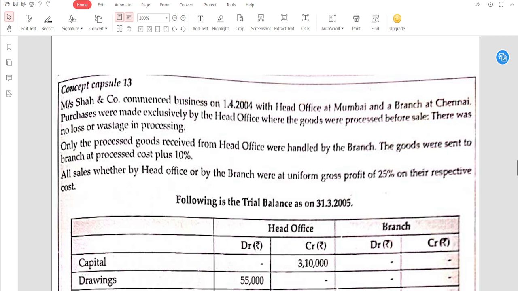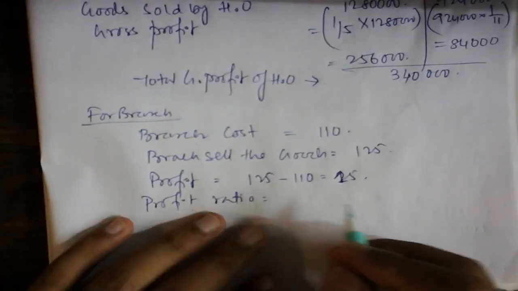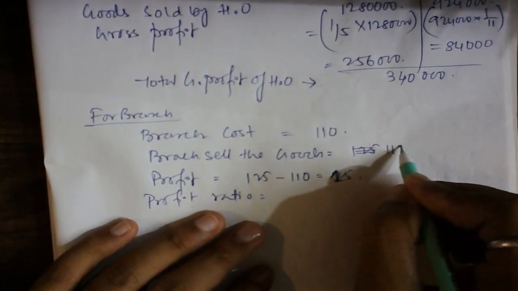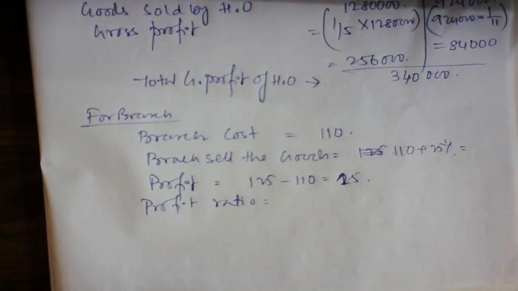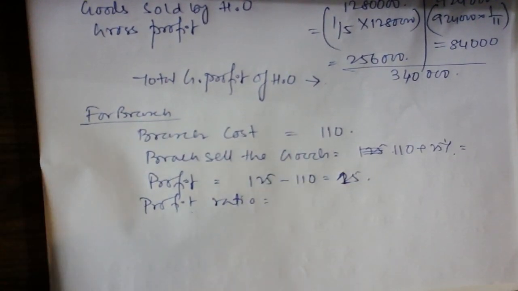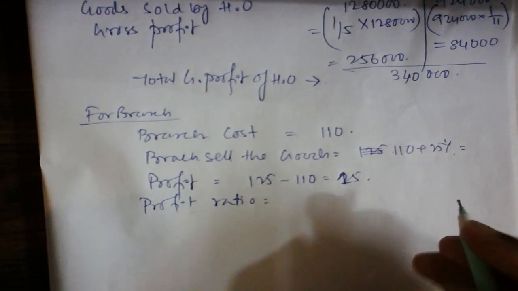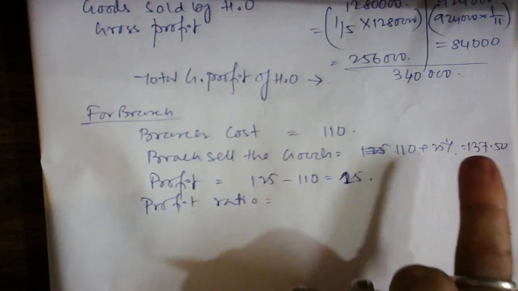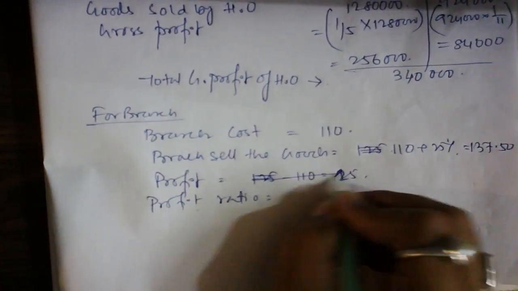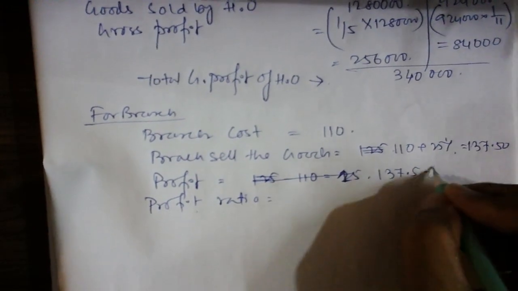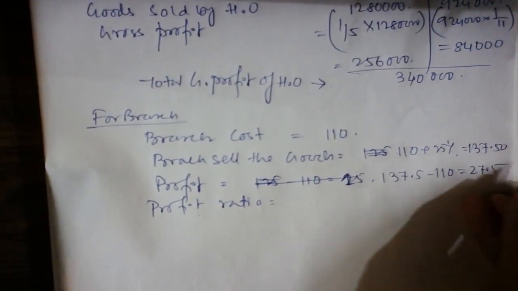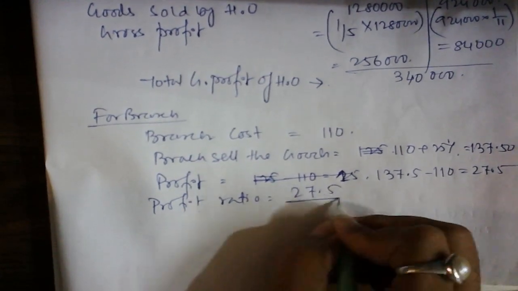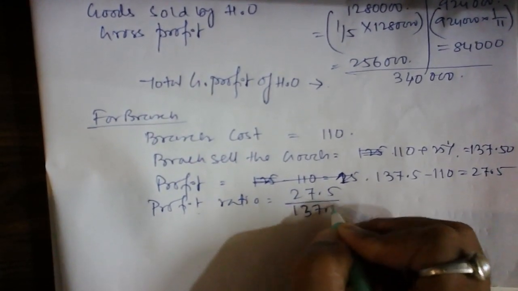So branch का respective cost कितना? 110. उसके ऊपर 25% होगा. देखिए ये जो ब्रांच सेल द गुड्स है ना, इसमें 110 के ऊपर 25% होगा. समझे? ये इंटरेस्टिंग फैक्ट है. सो यहां पे साफ साफ लिखा है 110 के ऊपर 125% करोगे तो आपका प्राइस आता है 137.50. सो ब्रांच सेल्स द गुड्स टू आउटसाइडर 137.5. सो आवर प्रॉफिट बिकम 137.5 minus 110 is equal to 27.5. So profit ratio 27.5 by 137.5. ठीक है, ये होगा.